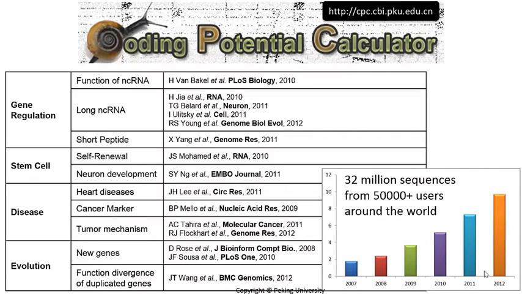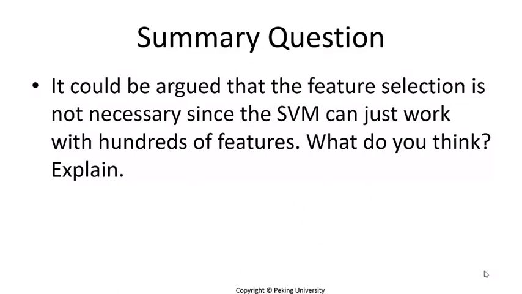CPC has become one of the common online tools for the non-coding RNA identification. It has been applied in many fields, from the expression and the regulation to disease research as well as the evolutionary analysis. Since its launch in 2007, CPC has so far analyzed 32 million sequences submitted by more than 50,000 users all over the world.